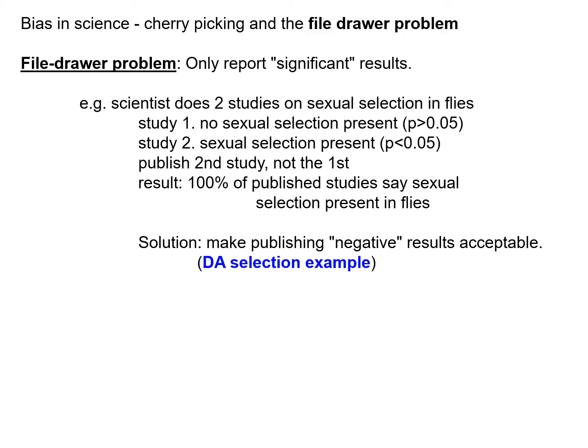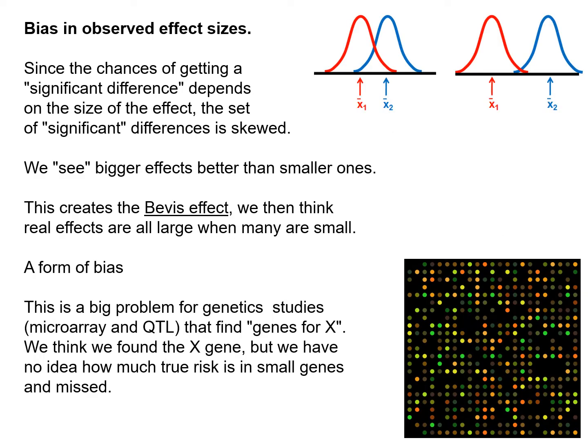And take my attitude and my lifestyle and copy it several thousand times, and you end up with something that might actually be creating a real problematic bias in science. Another bias is a bias in observed effect sizes. The chances of getting a significant difference depend on the size of the effect, right? If you have a difference like this versus a difference like this, you'll be able to detect this difference much better than detecting this difference.